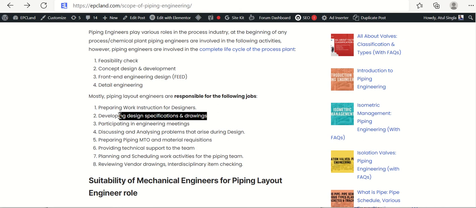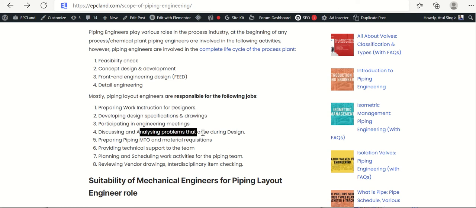Okay, design specification, again from various code and standard, they have to specify what is project requirement and how we are going to follow. So those kind of specifications will be prepared again at the initial stage of the project. So there they are responsible to develop these kind of specifications. Participating in engineering meetings. So a lot of meetings will be there during feasibility, during concept design, front end engineering, detail engineering, where they have to be part of such meetings.